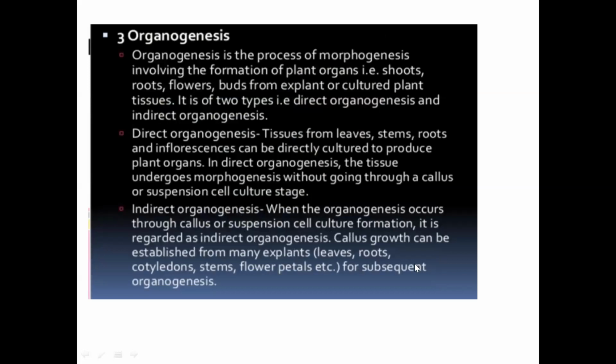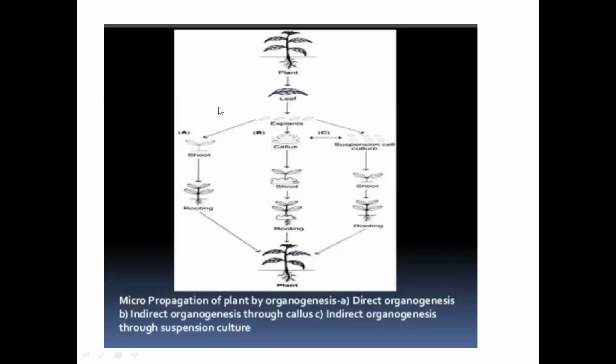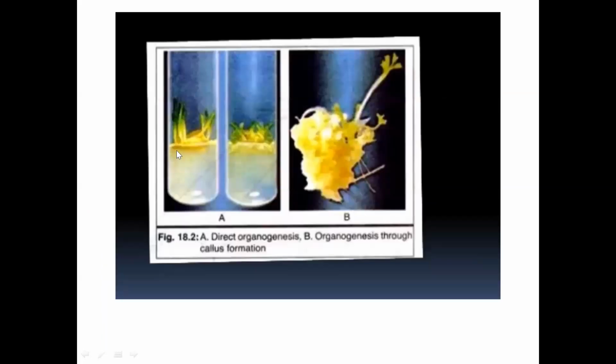And this is organogenesis, which I'm going to take up today. So this is a part of micropropagation. Organogenesis is a part of micropropagation. This is again a flow chart depicting the organogenesis. This is direct organogenesis and indirect organogenesis, which I'll be explaining to you shortly.